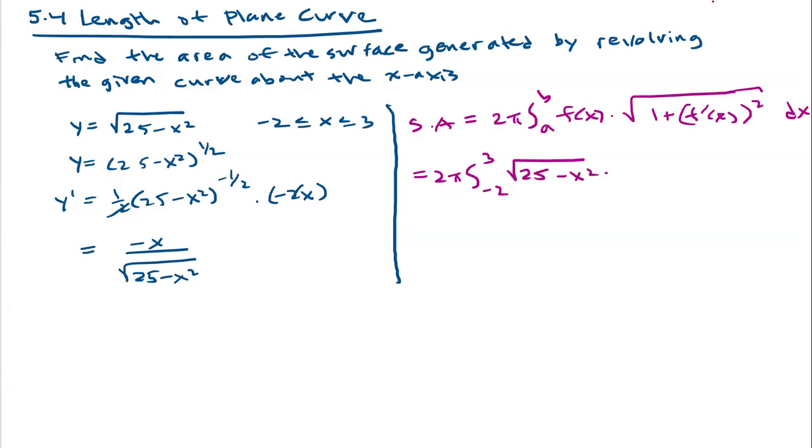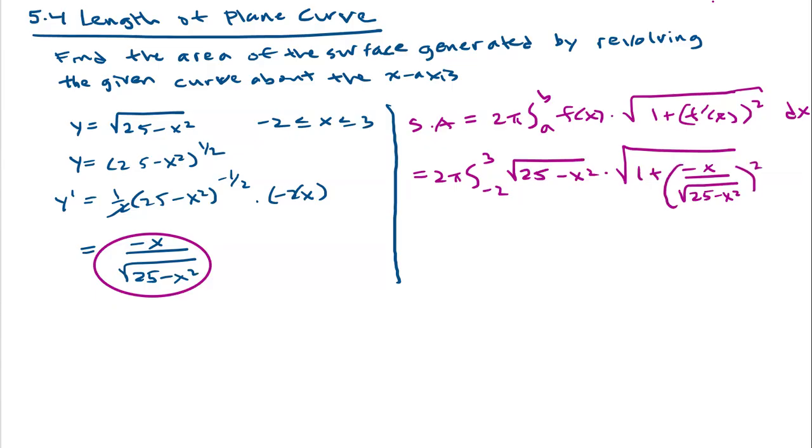And this is still being multiplied by the square root of 1 plus, and we already figured out f prime of x, that was this right here. So let's put that in: negative x over the square root of 25 minus x squared, and this is all being raised to the second power. And then we have dx.